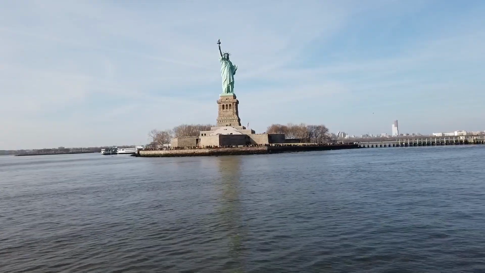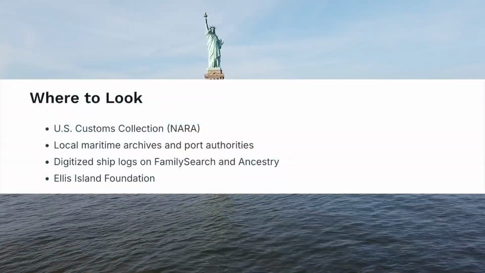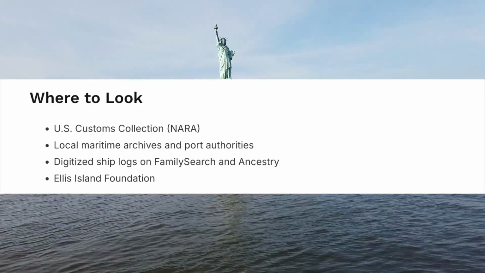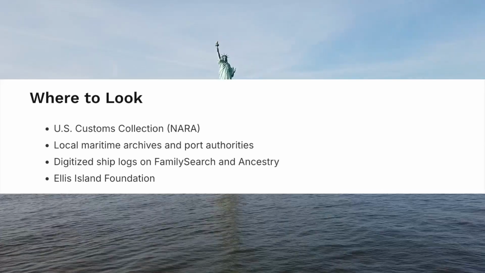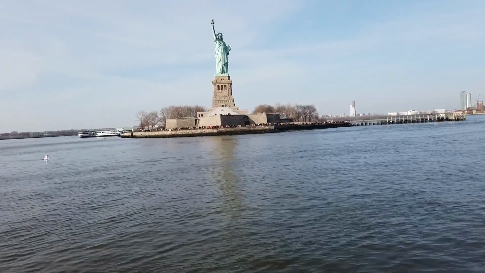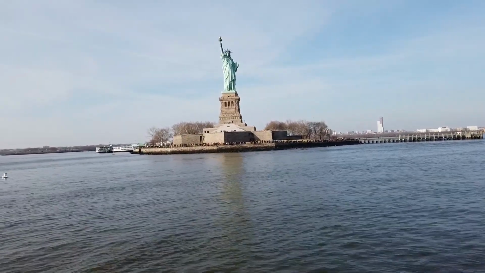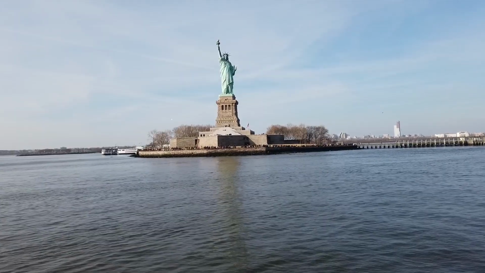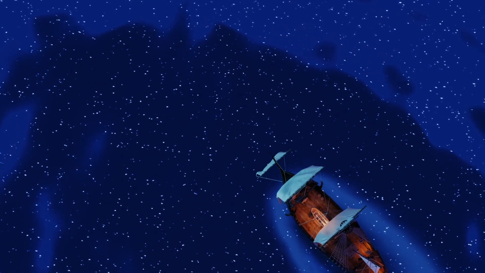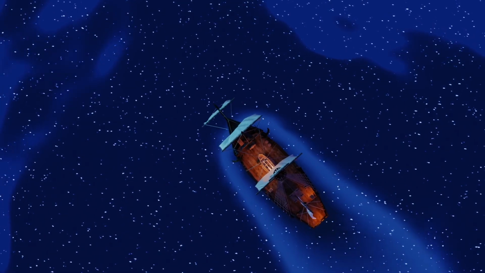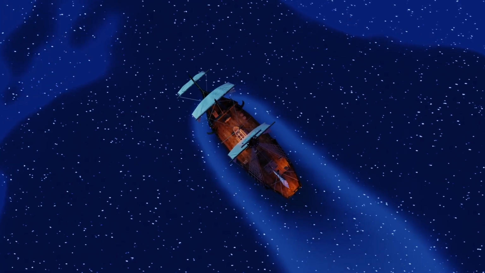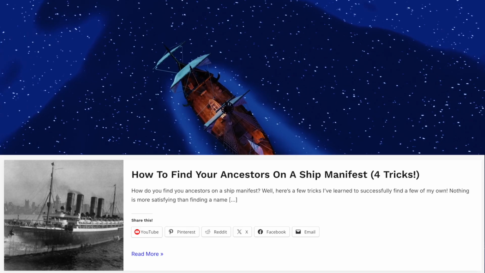So where to look? The U.S. Customs Collection, local maritime archives and port authorities, digitized ship logs on FamilySearch and Ancestry, the Ellis Island Foundation, and more and more. And any of these locations can spiderweb into other locations. And don't worry if you don't understand anything about ship manifests, and maybe you're overwhelmed about what a ship manifest actually is or looks like, or even the forms. I've got you completely covered with several, not just one, several articles in which I document my experience with ship manifests.